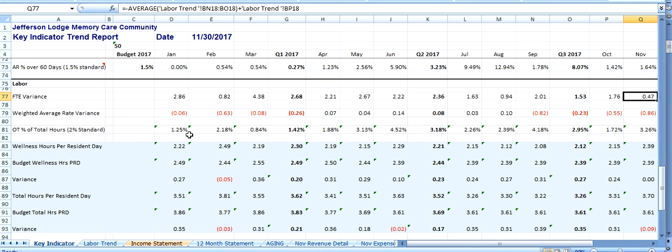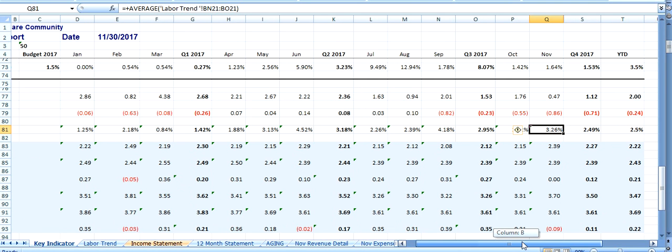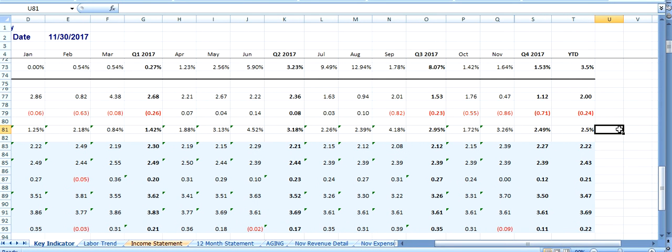Full-time equivalent variance, we'll go over that on the labor trend. Weighted average rate variance, we'll go over that in the labor trend video. On those, you're just going to want to explain why those numbers are the way they are. Overtime, right here, 3.6. If you've looked at your labor trend, you already know the reason why that is so high is because there were so many call-outs because of the holidays or, in my case, our community got the flu. You can write that in there, flu outbreak. It would help if I spelled flu correctly, but you get the point.